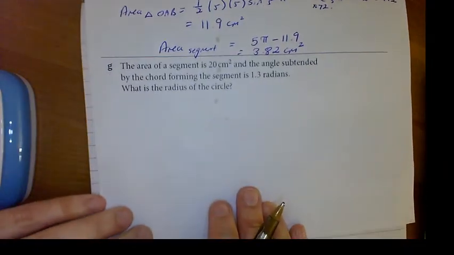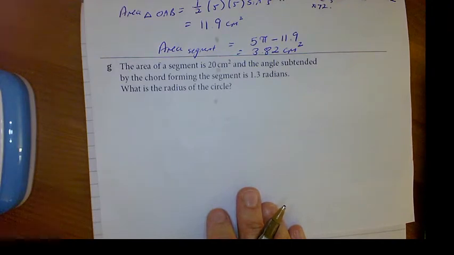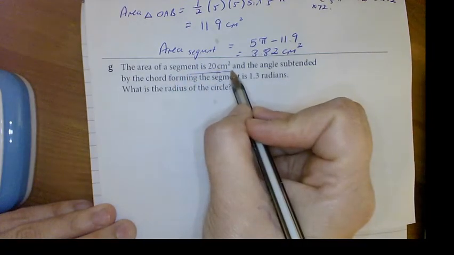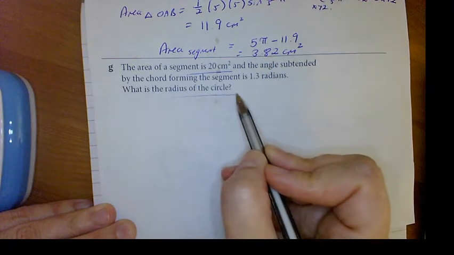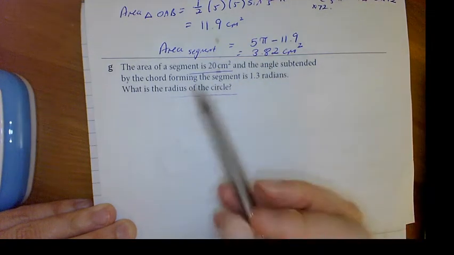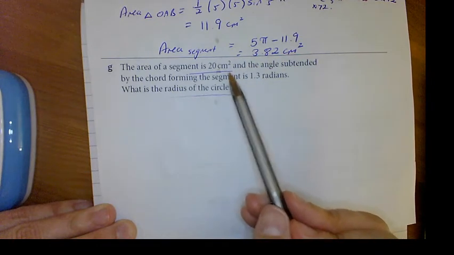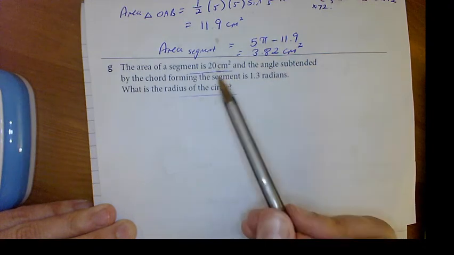Right, G. The area of a segment is 20 and the angle subtended by the chord forming the segment is 1.3. What's the radius? Aha, this is the area of the segment, and we need to find the radius of the circle. Now, there is a fancy formula. I'm not going to use a fancy formula. I'm going to show you how to do it without the formula, because another formula is usually a bit of a pain to learn. So let's just do the ones we've done so far.